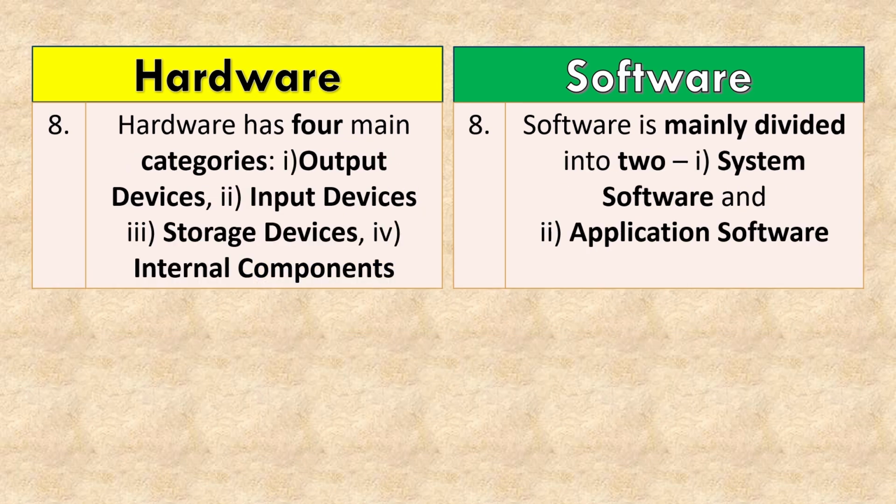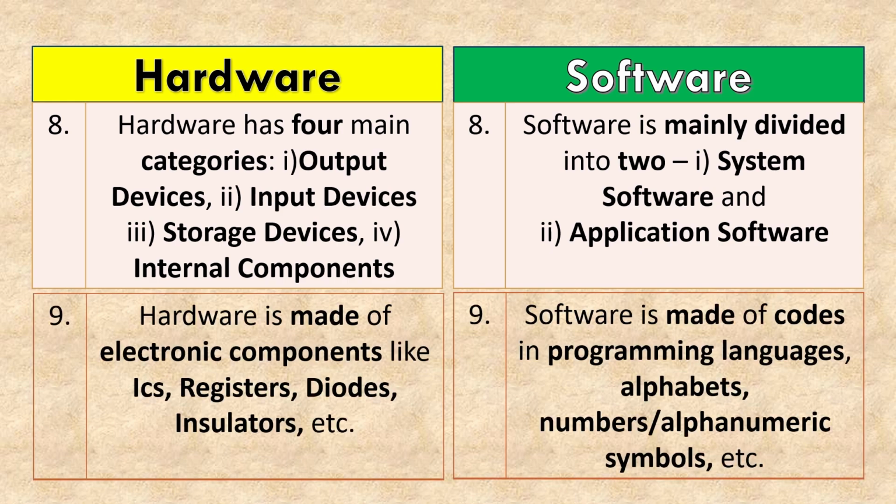Hardware has four main categories: 1. Output devices, 2. Input devices, 3. Storage devices, 4. Internal components. Software is mainly divided into 2: 1. System software and 2. Application software. Hardware is made of electronic components like ICs, registers, diodes, insulators, etc. Software is made of codes in programming languages, alphabets, numbers or alphanumeric symbols, etc.